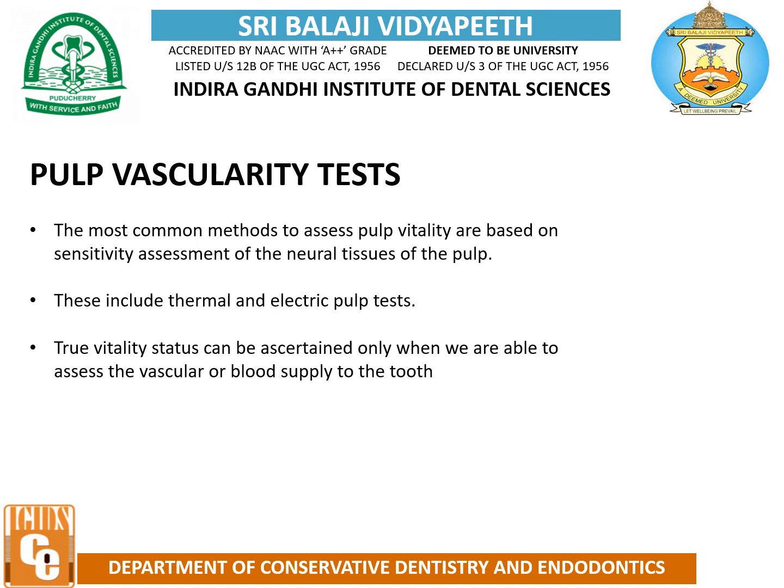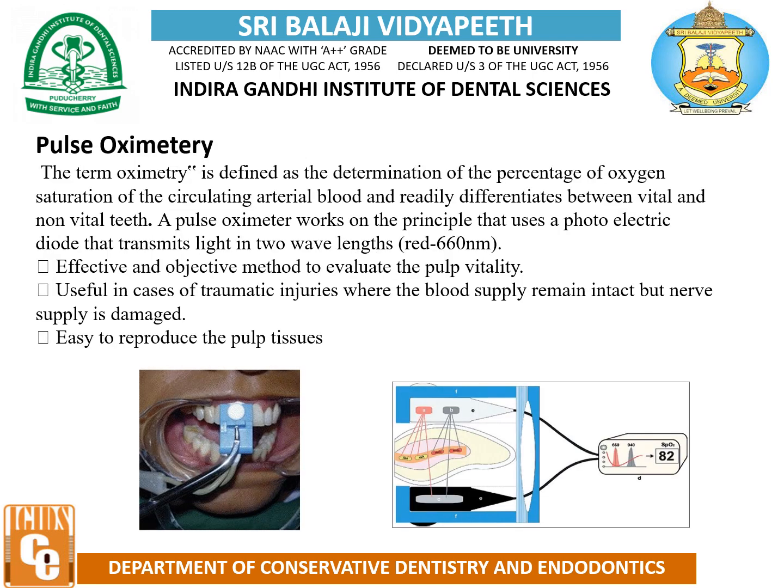Pulp vascularity test. The most common methods to assess the pulp vitality are based on the sensitivity assessment of the neural tissues of the pulp. These include thermal and electric pulp tests. True vitality status can be ascertained only when we are able to access the vascular or blood supply to the tooth.